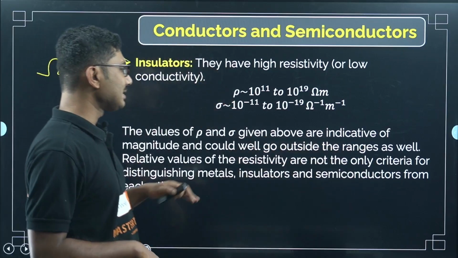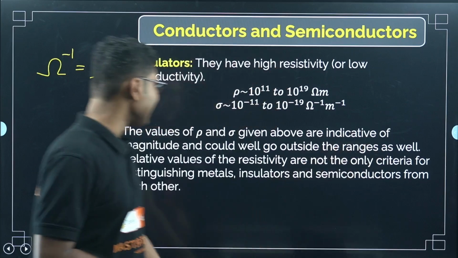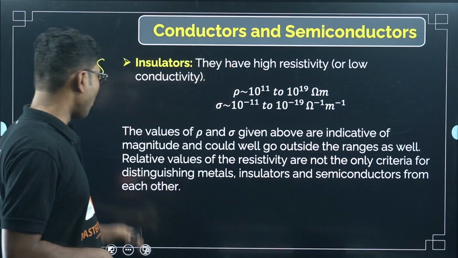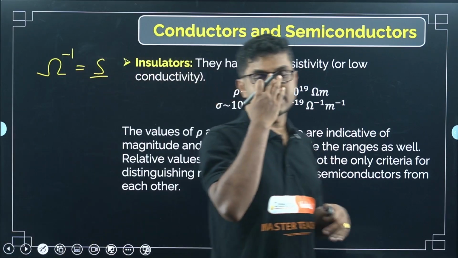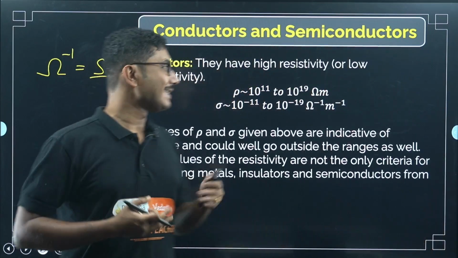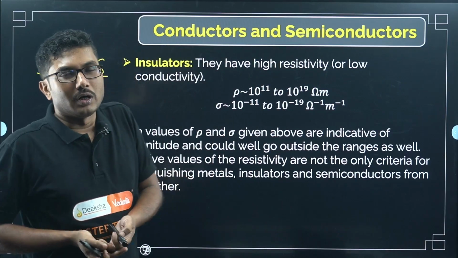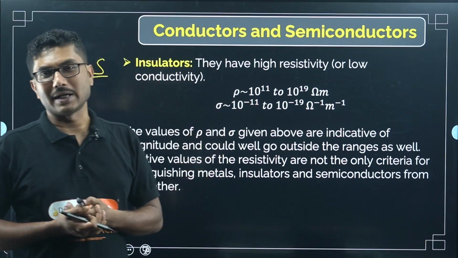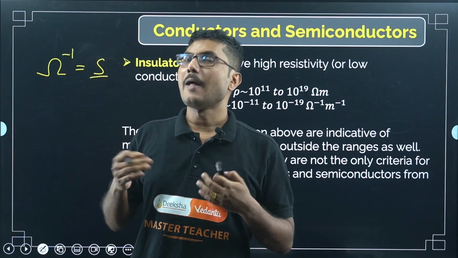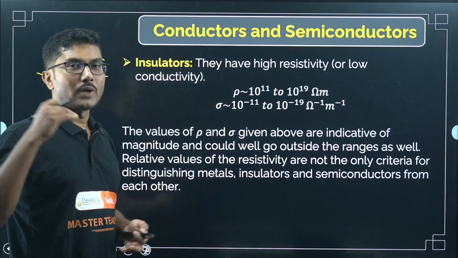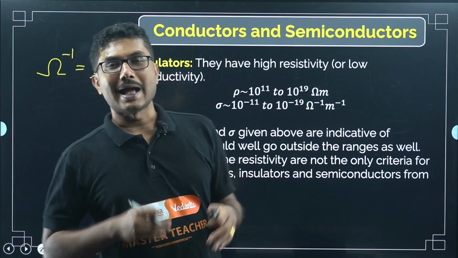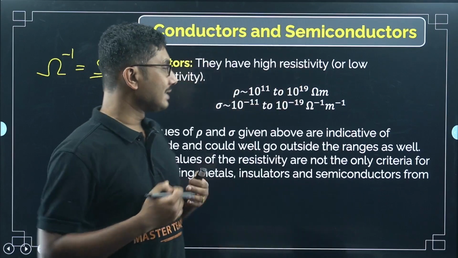Relative values of the resistivity are not the only criteria for distinguishing metals, insulators and semiconductors from each other. There are different ways to distinguish between conductor, semiconductor and insulator. This is not the only way. So if I say this is the conductivity, this has to be a semiconductor, not always, but okay, this is one way. There are different ways and different theories. We will discuss one more theory which is more appropriate to understand what is happening inside the actual atom. So that's why we will discuss that as well.